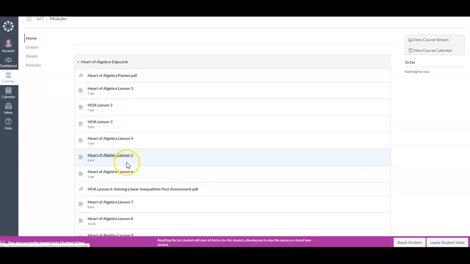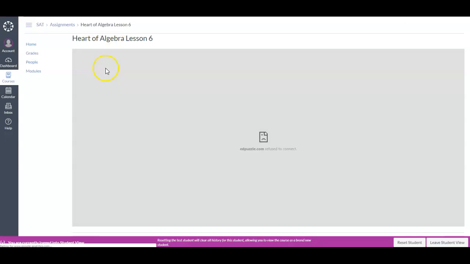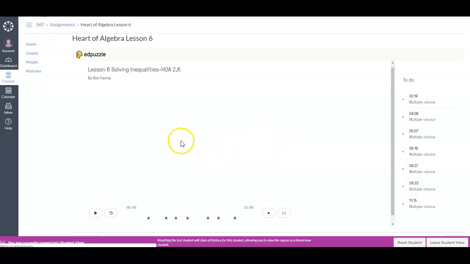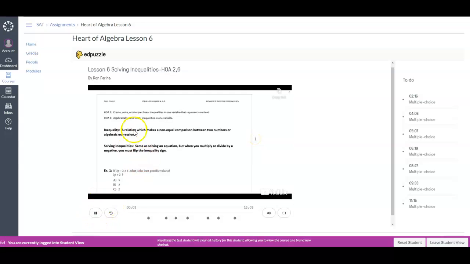So when a student clicks on, say, lesson 6, this will take the students to, sometimes when it's busy, you got to refresh it. But what it takes the students to is an Ed Puzzle video. So what I did is I created a video for each lesson, and then I embedded it in Ed Puzzle. So now when a kid hits play, they get a brief review of the topic, and then it leads them into practice SAT questions.